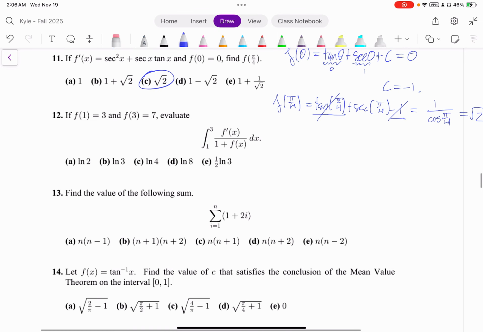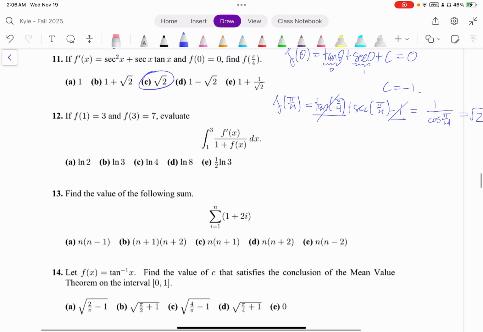If f of 1 is 3 and f of 3 is 7, evaluate this integral. So let's let u equal 1 plus f of x, and we see the derivative of u up in the numerator. So if we let u equal 1 plus f of x, we'll let du equal f prime of x dx. So here's the numerator.